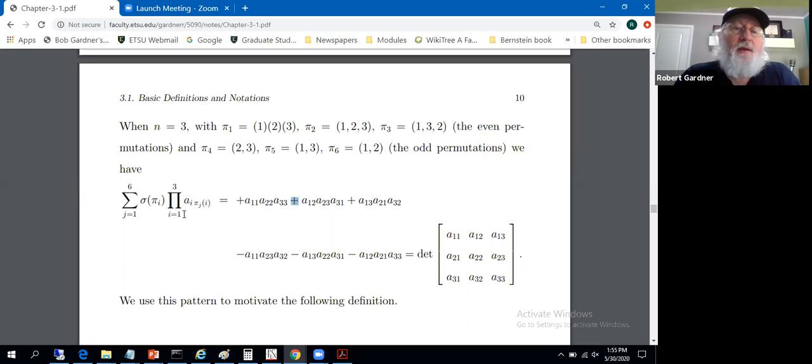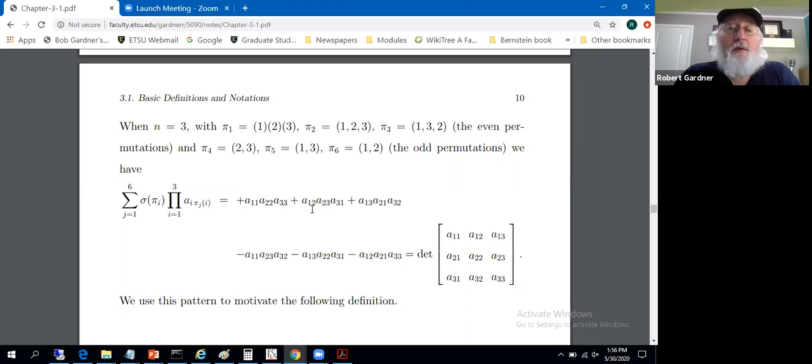Now we're getting a1 something, a2 something, a3 something multiplied together. That's why I pointed that out upstairs. We got a1 something, a2 something, a3 something. That's true for all 6 of these. They all read a1 something, a2 something, a3 something.